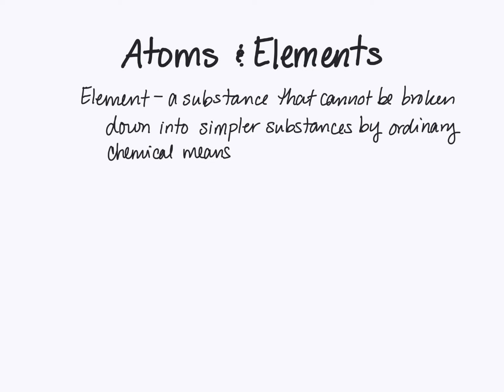So what this means is that we can't take an element into a chemistry lab and, by doing some chemical reactions, turn it into something else. There are ways, especially in physics, where they have technology now where they can change an element or an atom from one type of element to another type of element, but that's not typical, and you need some very specialized equipment in order to do that.